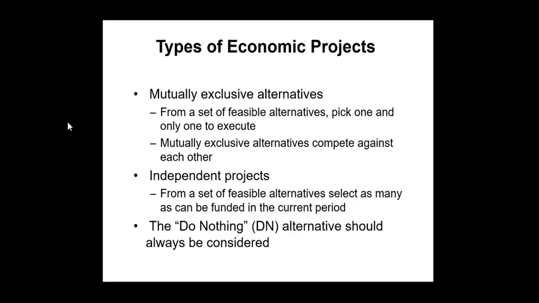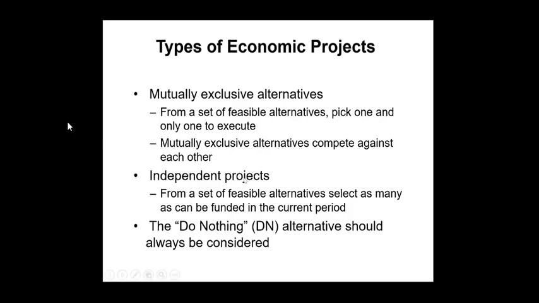The mutually exclusive alternatives, that is, phương án loại trừ nhau. From a set of feasible alternatives, we pick one and only one to execute. The mutually exclusive alternatives compete against each other. When we have several mutually exclusive alternatives, we select only one.